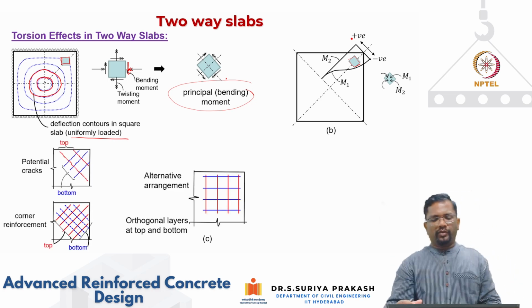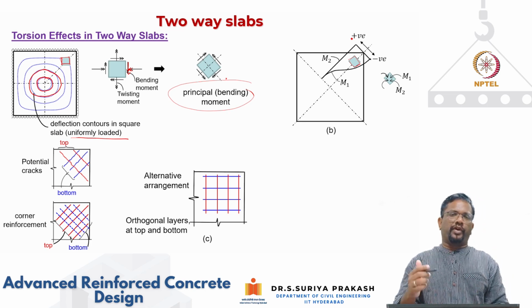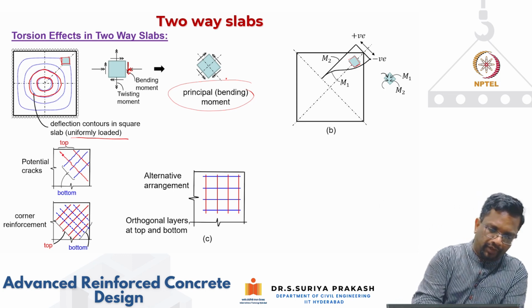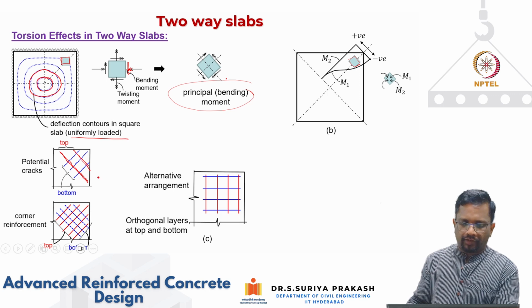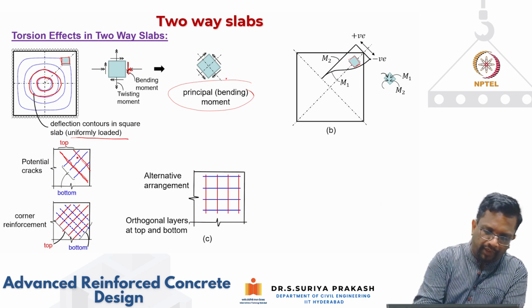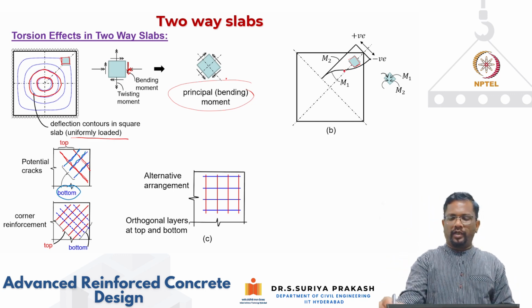Now, because of this, what will happen is I am going to develop some cracks which are going to be like this. Okay, you're going to have cracks like this. These red colored ones are basically going to come on the top of the panel, and then you have blue color cracks like this. These are going to come at the bottom. Okay, so these are the potential cracks. So both top and bottom of the slab at the corners are going to have cracking like this.